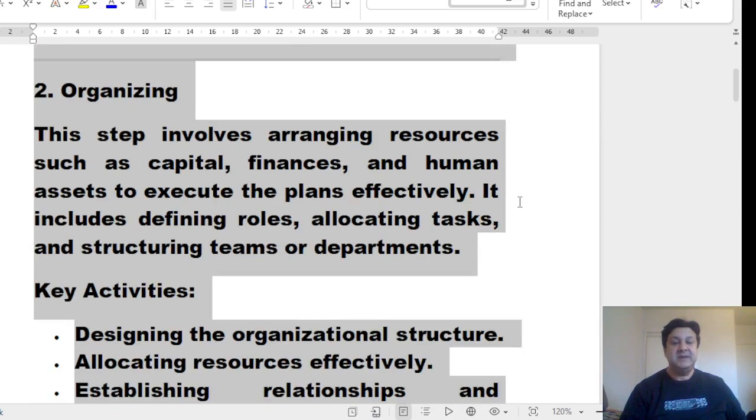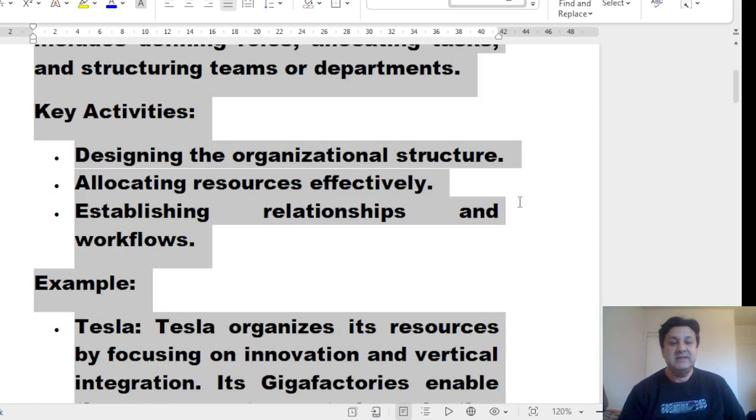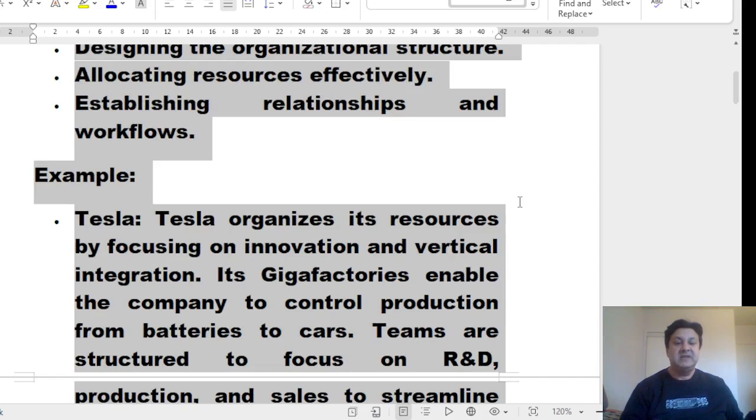Organizing: this step involves arranging resources such as capital, finances, and human assets to execute the plans effectively. It includes defining roles, allocating tasks, and structuring teams or departments. Key activities: designing the organizational structure, allocating resources effectively, establishing relationships and workflows.